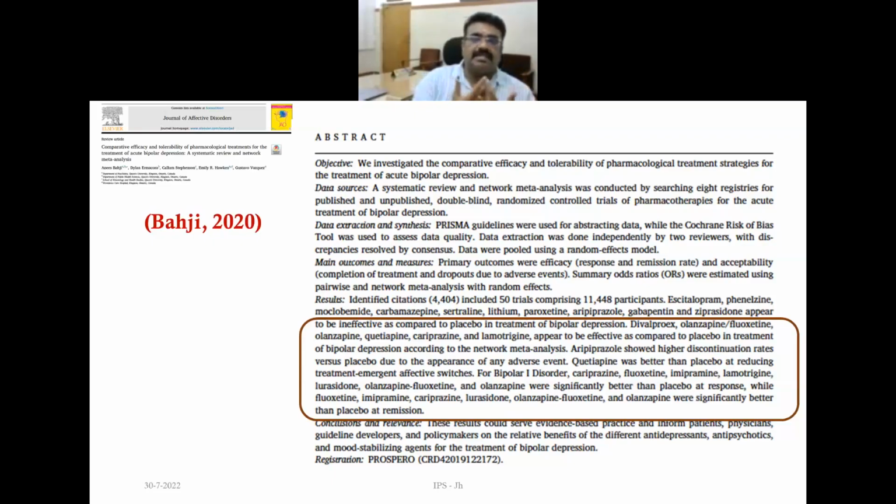When you do a network meta-analysis or a meta-analysis, what most of them look at are two possible outcomes. One is how effective the drug is, and two, what are the risks of dropouts from treatment. So it's a combination of both that most of these analyses take. And when you take that, you still find that the drugs that have been recommended as first-line drugs in the guidelines actually turn out to be the drugs that seem to work best for bipolar depression, even in the meta-analysis.